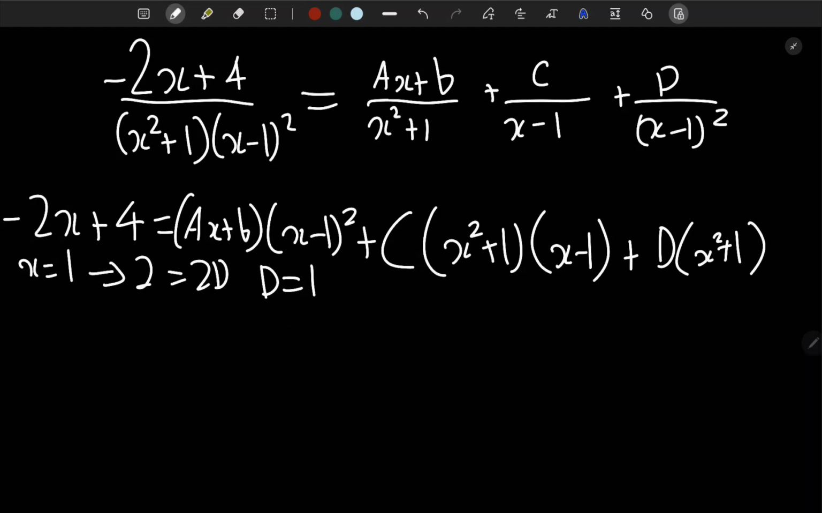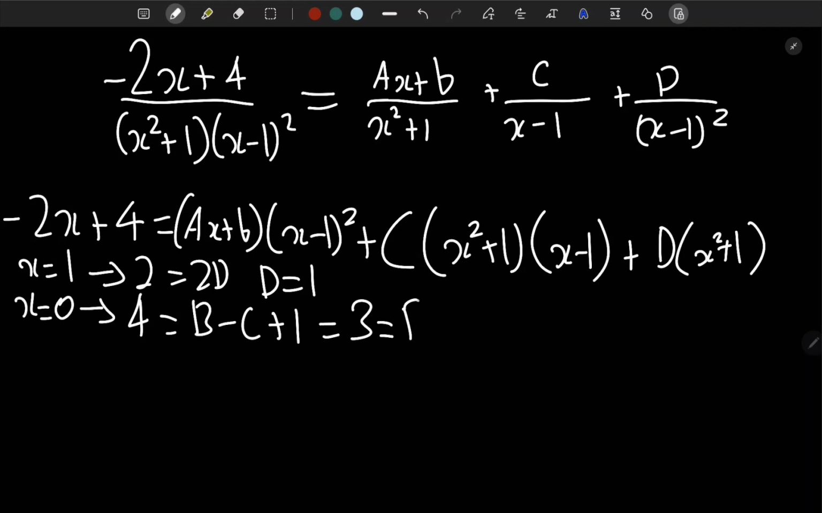Now moving on, we need to substitute random numbers in x, get linear systems, and then figure out how to solve for the unknowns. The easiest numbers are 0, 1, 2 and 0, negative 1, negative 2. So let's start with 0 now. We will get 4 is equal to b minus c plus d, and we know that d is 1, so we can change this to 1 and we get the equation that 3 is equal to b minus c. Now moving on, let's substitute 2 in x.